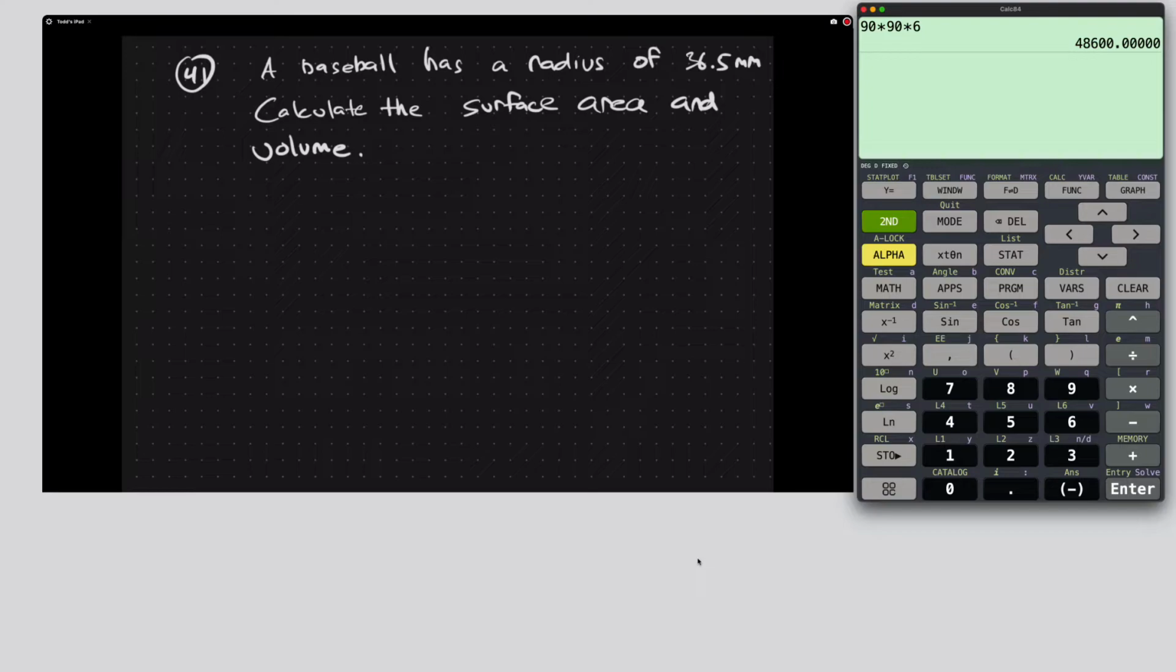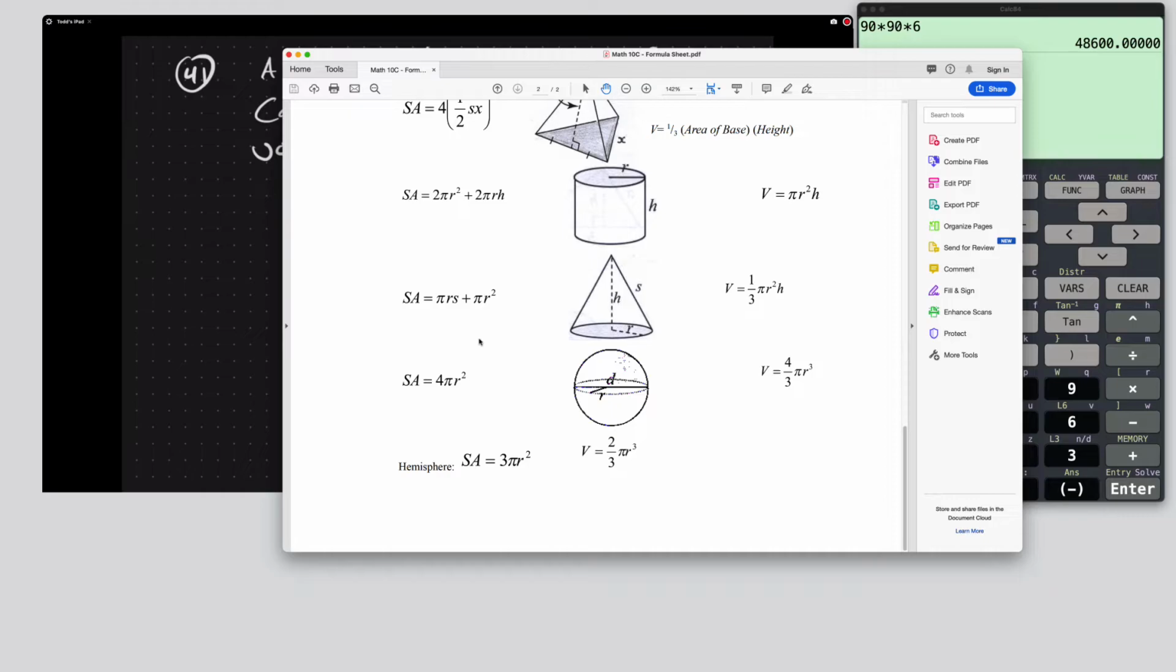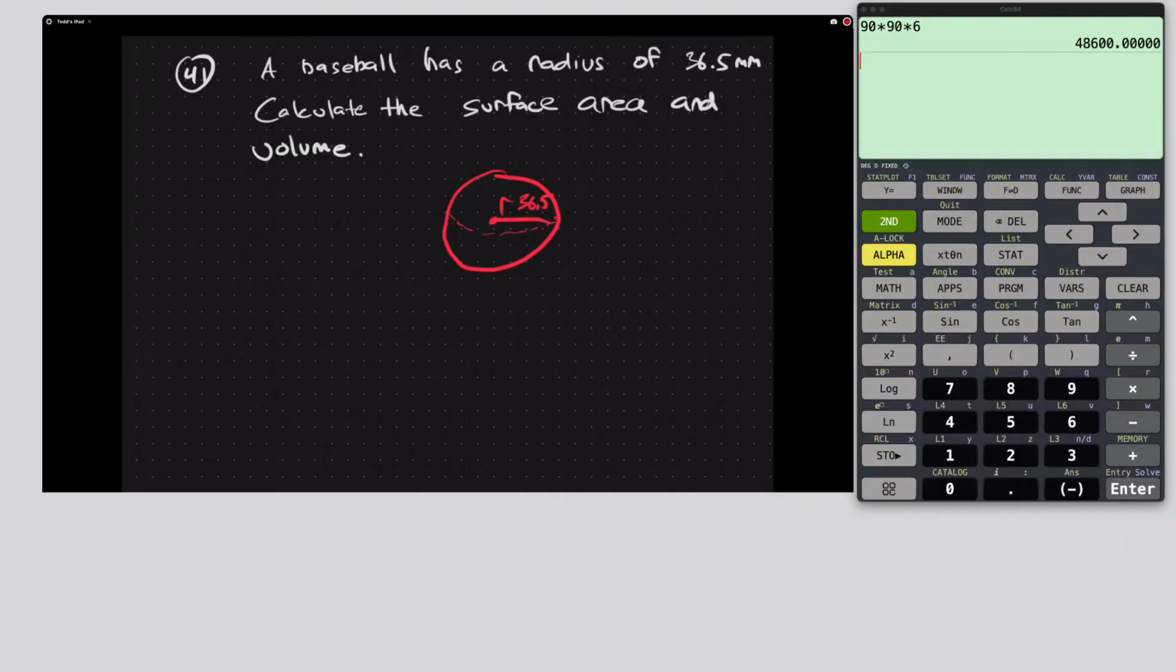Okay, so we're looking at number 41. A baseball has a radius of 36.5 millimeters. A baseball is a sphere. So we've got this sphere, and it's got a radius which is going from the center out. So the radius is 36.5. These are actually very easy questions, because basically all we have to do is grab the formulas right here for surface area and this one for volume. I'll just write it down really quickly.